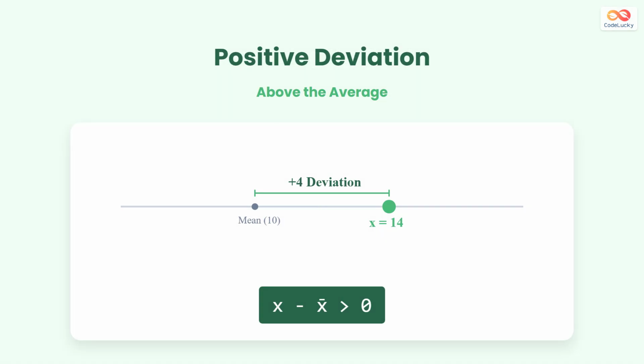If a data point is larger than the mean, the result is positive. For example, if the mean is 10 and our data point is 14, the deviation is positive 4. It is above average.